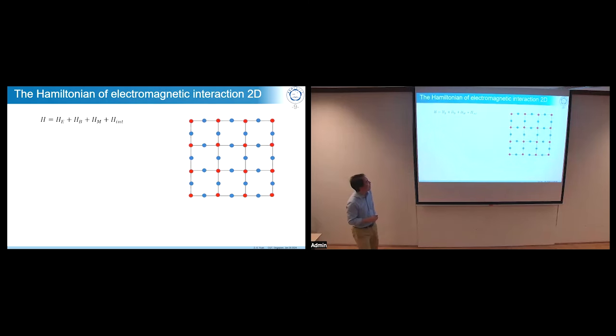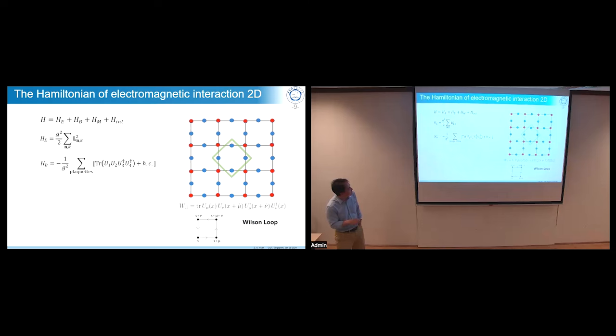And this is a typical form of the Hamiltonian for electromagnetic interaction in 2D. We have the Hamiltonian here, which has these terms in principle. The first one is called the energy of the electric field on the link. And here, over the four links, we have the plaquette term, which describes the magnetic field, corresponding to a four-body interaction term. This is also related to the Wilson loop.